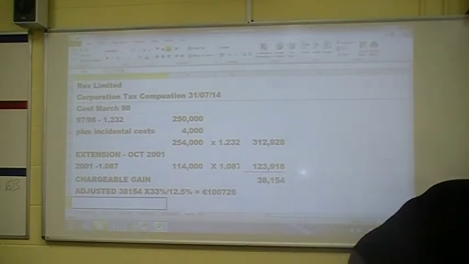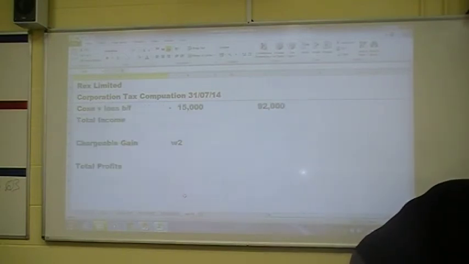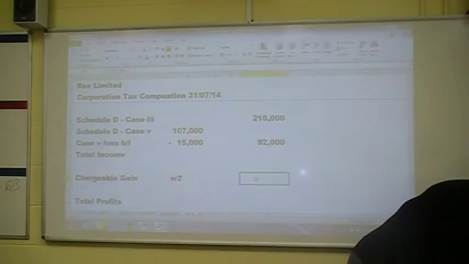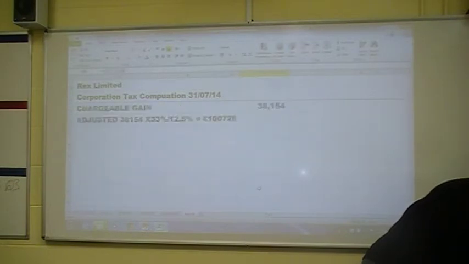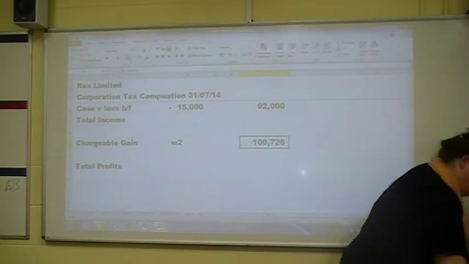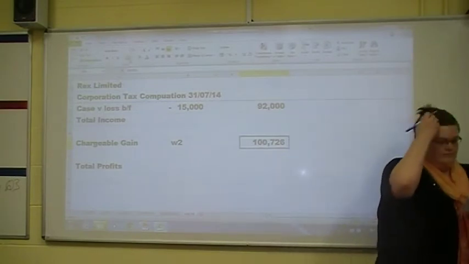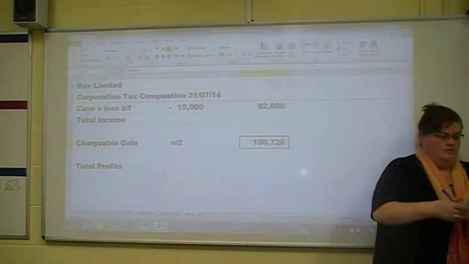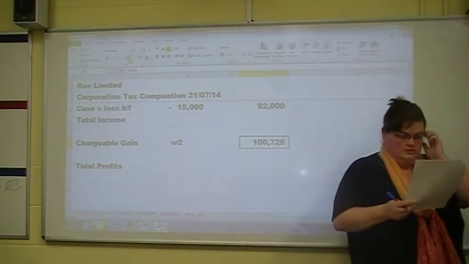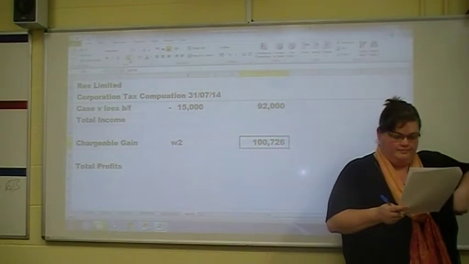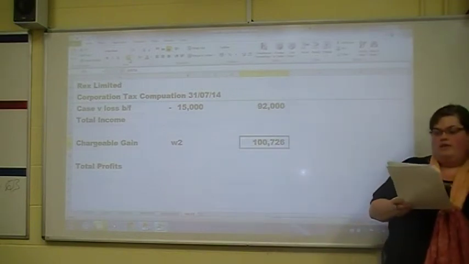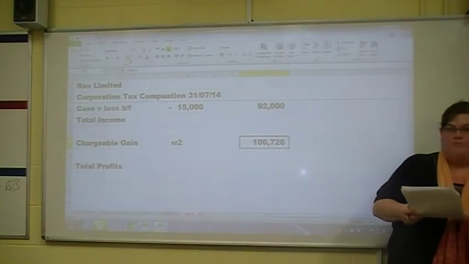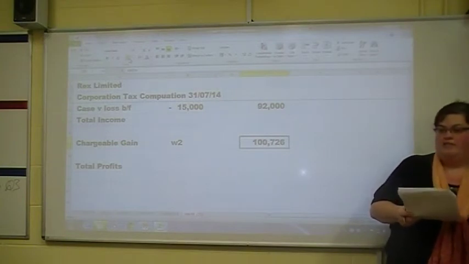Okay, to go back over now, that into our charge and gain section. What do we get? 100,726. So I have one more working to do. It's my plant and machinery, and work out my capital allowances on that.